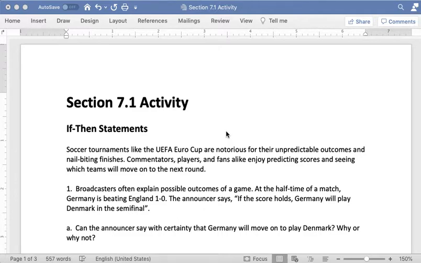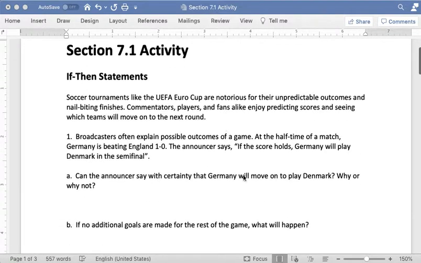Question 1 says that broadcasters often explain possible outcomes of a game. At the halftime of a match, Germany is beating England 1-0. The announcer says, if the score holds, Germany will play Denmark in the semifinal. Can the announcer say with certainty that Germany will move on to play Denmark? Why or why not? So the answer to that question is no.